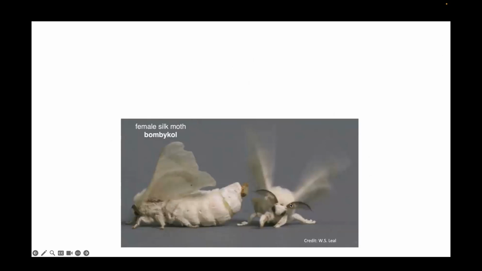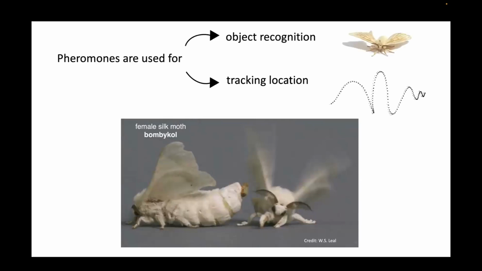So the male is very attracted to the female pheromone, and he's using this pheromone for two separate tasks. So first is to recognize and identify that this is a female moth from the right age and the right species, but also he's using the pheromone to track the female location, so those males can fly miles away from very few molecules of odor.